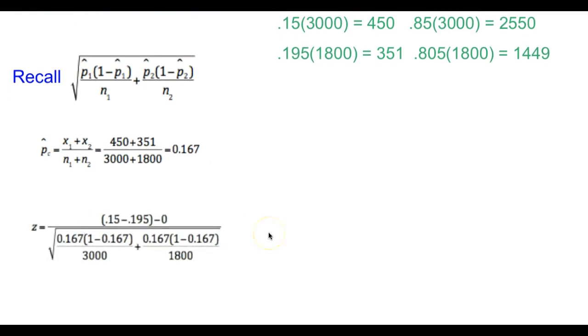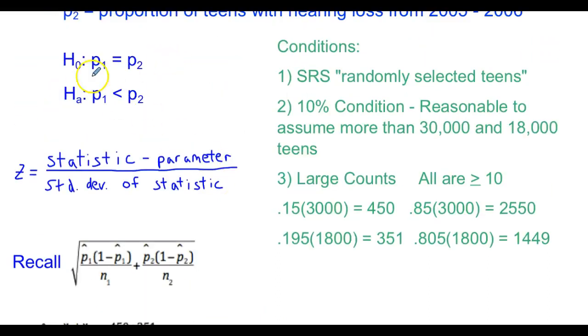So here's our test statistic. We have our proportion of teens that experienced hearing loss in our 1988 to 1994 sample, and the proportion of teens who experienced hearing loss in our 2005 to 2006 sample. Notice that we have a 0 here, and that's because if there is no difference between the two groups, we would expect P1 and P2 to be equal, or if they're equal, their difference would be 0.